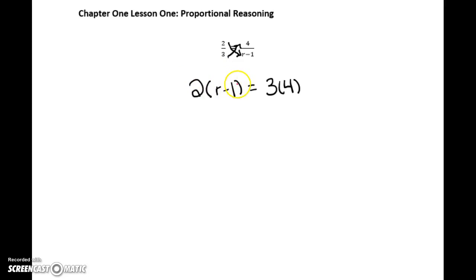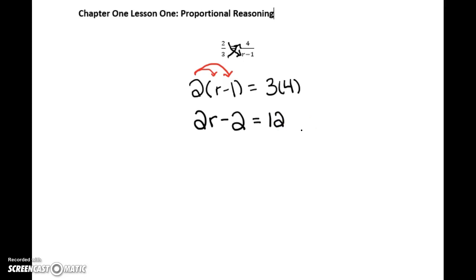You have 2 times r minus 1. In order to do that, you need to use the distributive property, which you learned in grade 8. I like to call it shooting your arrows. Just like with cross multiplication, your arrows indicate multiplication. So we have 2 times r, which is just 2r, and 2 times negative 1, which is negative 2. Then we bring down our equal sign. We can also simplify 3 times 4, which is just 12.